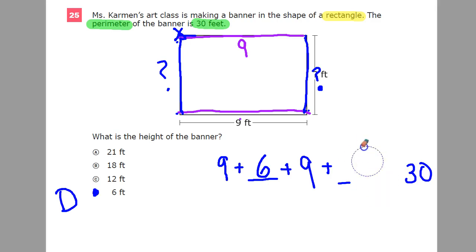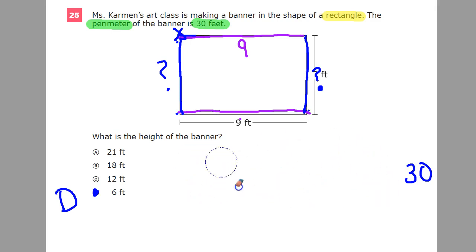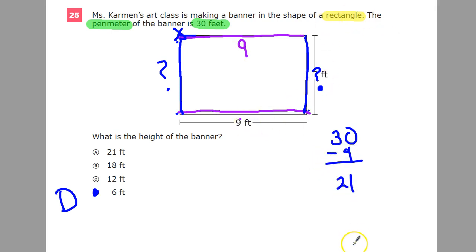Another thing you might have done is say, okay, I want to start with 30. And I want to start knocking off information that I'm aware of. I know that I'm going to take 9 away there. That's 21.